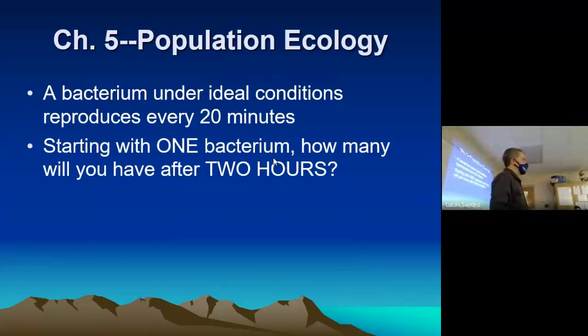Yes, Ben? You just did 2 to the 6th. Why does that work? Because 120 minutes is 2 hours, and it's 20-minute increments. 120 divided by 20, you get 6. Then you just do 2 to the 6 because it's doubling every time. What's that called? Exponential growth. Okay, exponential growth.